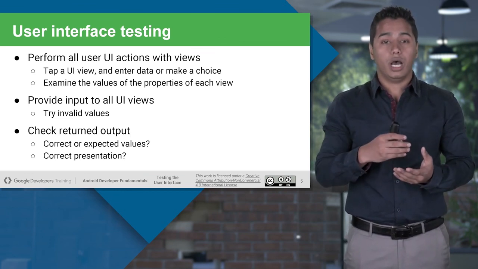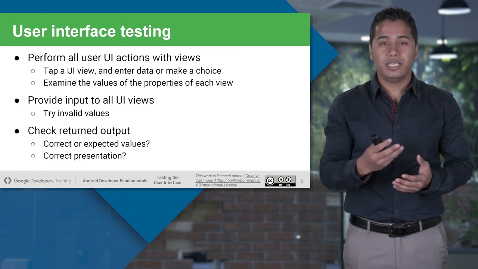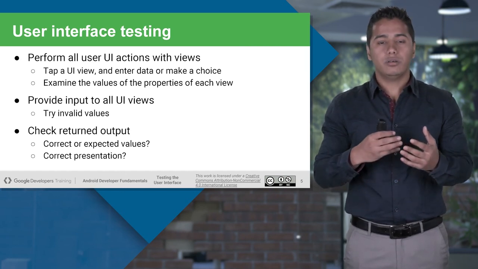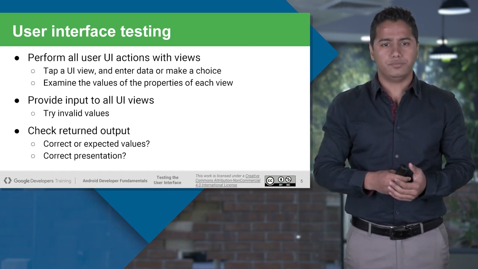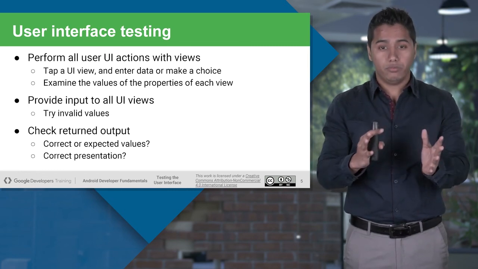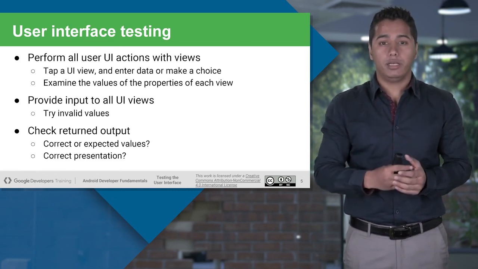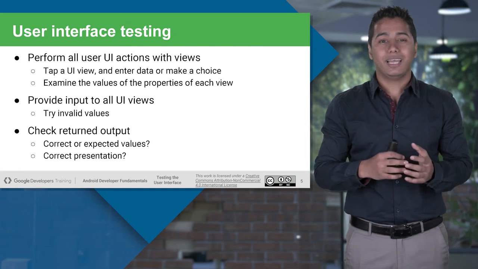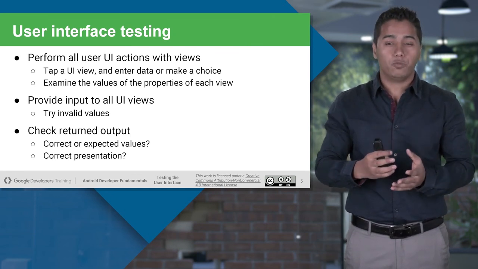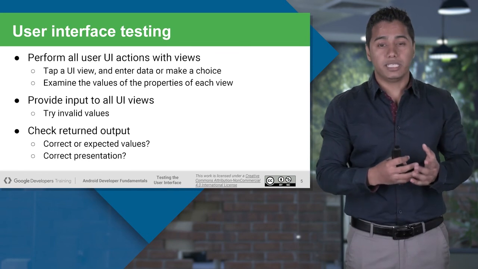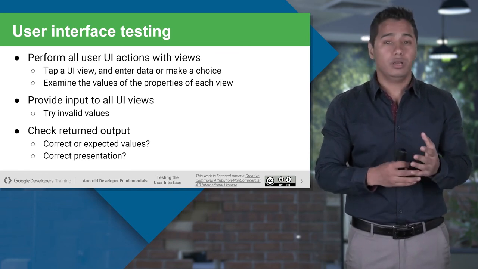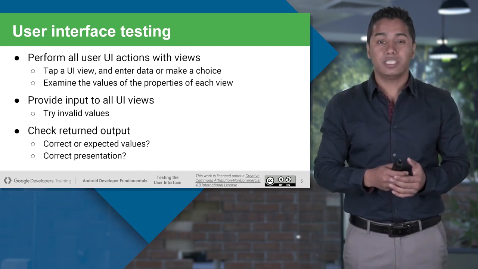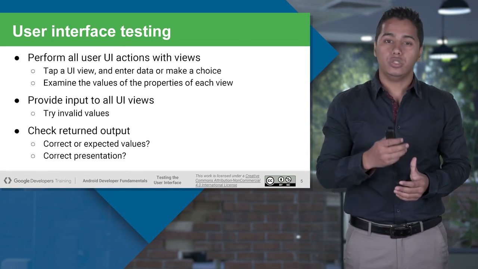So you need to tap your UIs and enter the data in that and make choices if it is a drop-down menu, and examine all the values and properties of each and every UI. Now you have to try with all the inputs, whether valid or invalid, so that you make all the test cases for your UI testing. And at the end, you have to check the output, whether the expected value is coming or not. If it is not coming, what is the margin of error, and do the testing again. It's just like any other testing, but this time you will be testing the actual UI components.